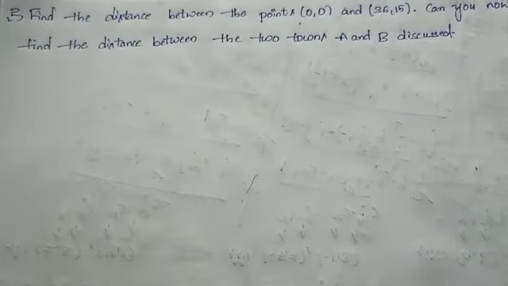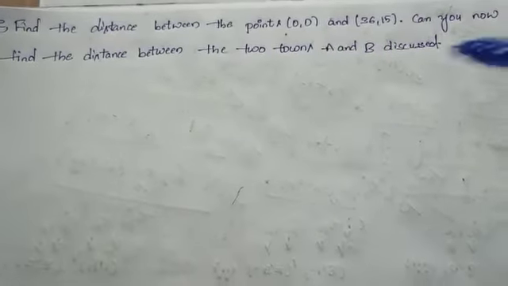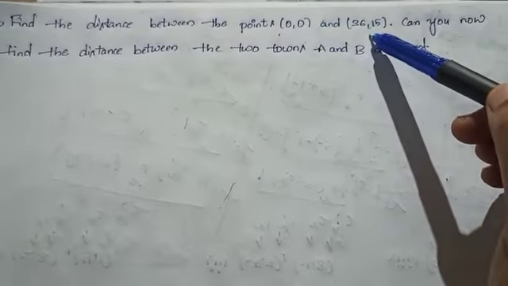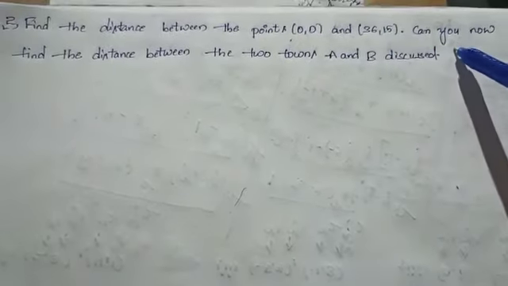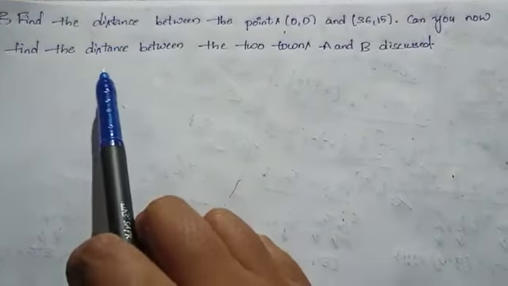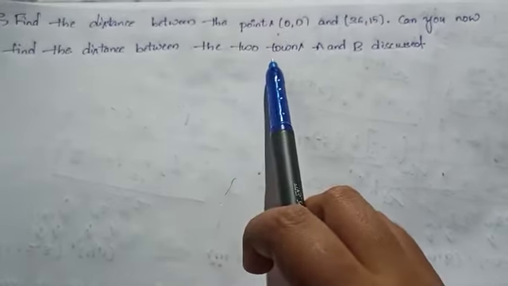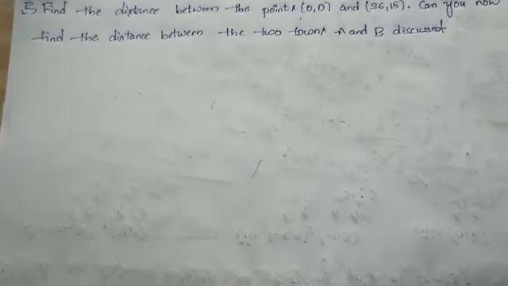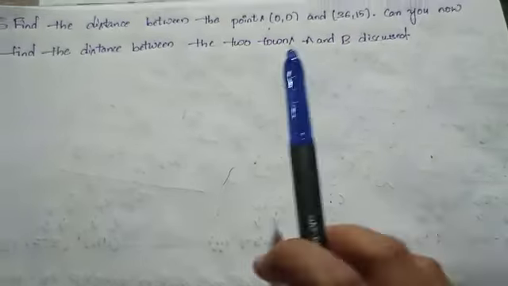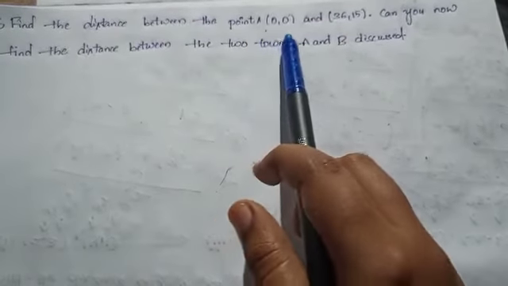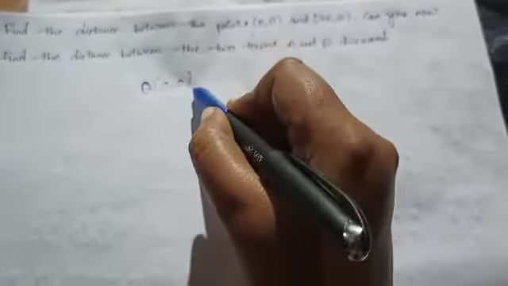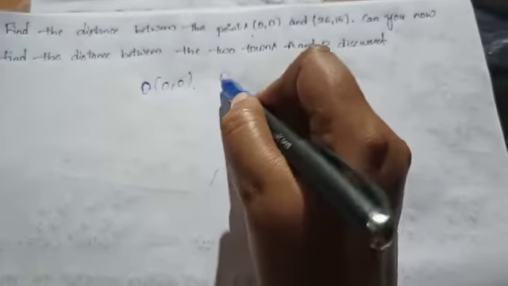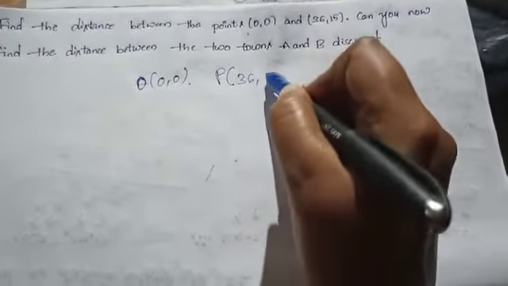Next example. Find the distance between the points (0, 0) and (36, 15). Find the distance between the two towns A and B. Here we have to find the distance between the two towns. The points are: let A equal (0, 0), this is the origin. Next point, let P equal (36, 15).